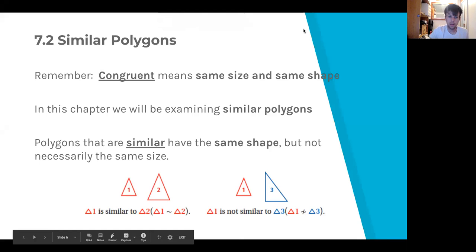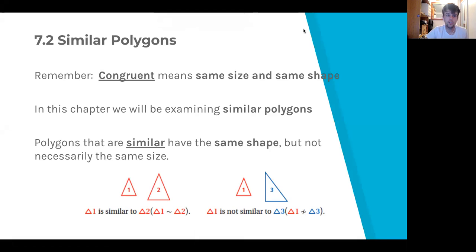All right, so we're going to be talking about similar polygons. Just a quick reminder, congruent is a term that we used a lot last semester and up to this point. Congruent means same size and same shape. And we have this symbol right here that went with it, an equal sign with a little squiggly mark over it.